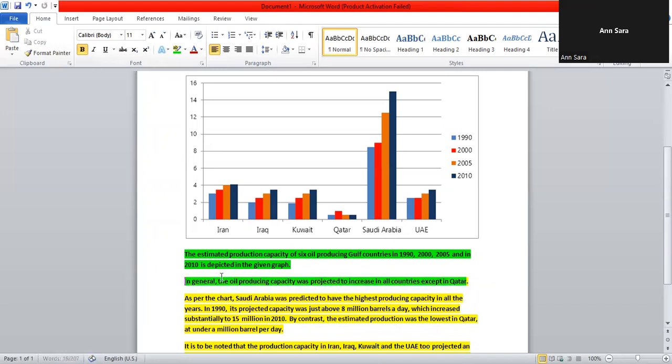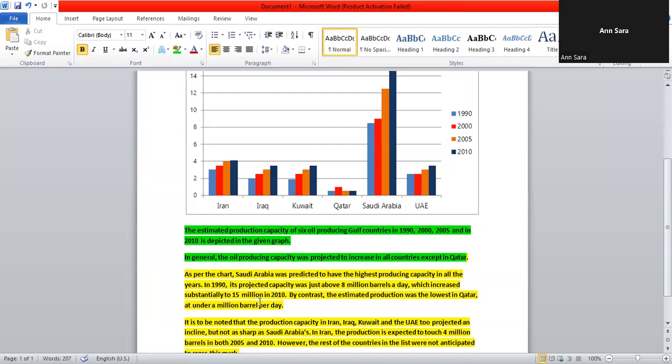Now, as per the chart, Saudi Arabia was predicted to have the highest producing capacity in all the years. You can see the graph here. It's the highest in all the years. In 1990, its projected capacity was just above 8 million a day, which increased substantially to 15 million in 2010. That's what you can see as the most significant feature of this bar graph. It is presented first.